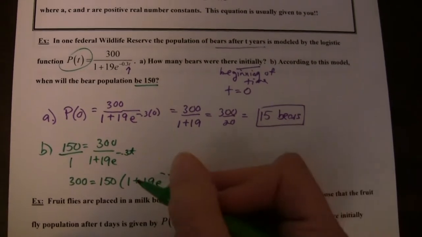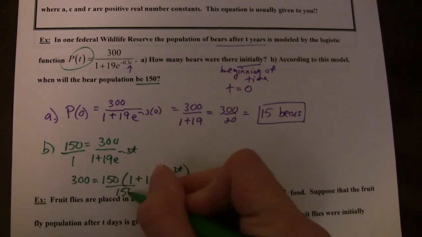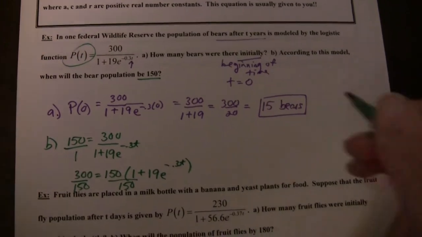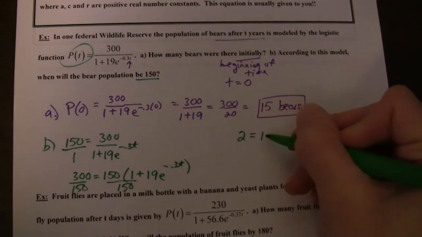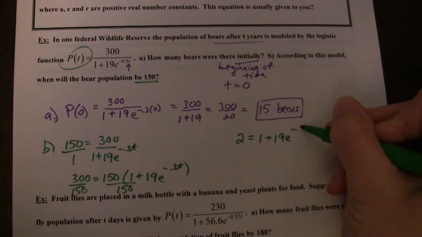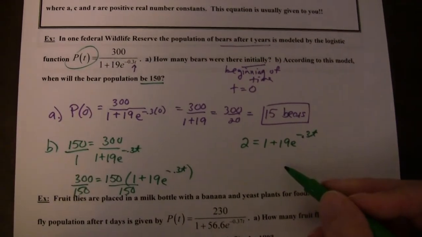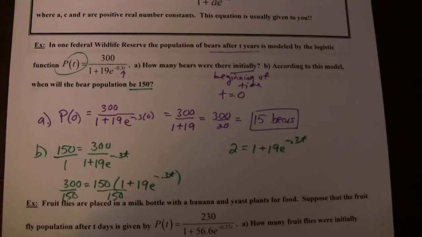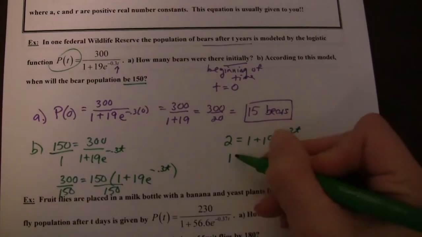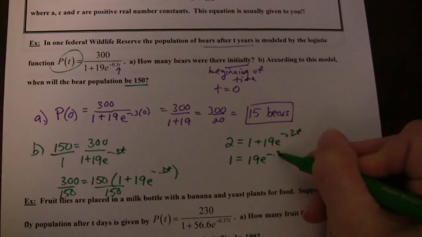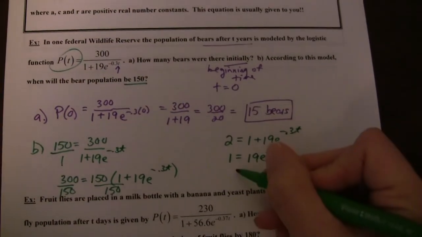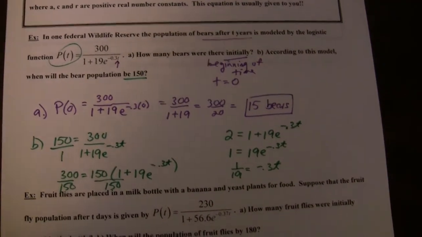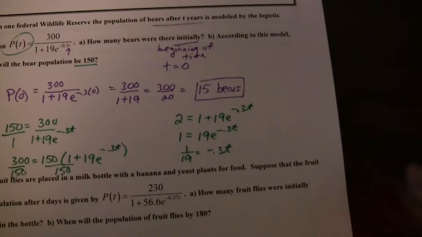So the next algebraic step we're going to do is to divide both sides by 150. So 300 divided by 150 is going to make a 2 equals 1 plus 19e to the negative 0.3t. A lot of the work here with type 3 is going to be algebraic, non-pre-calculus work until the very end. The next thing I do is subtract a 1. The next little baby algebra step is to divide by 19. 1/19 equals e to the negative 0.3t.